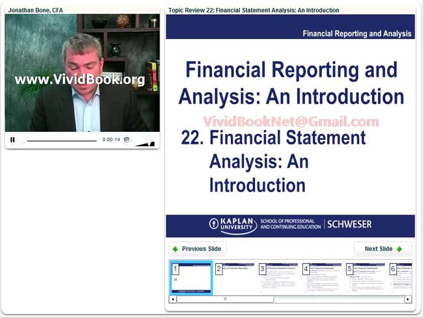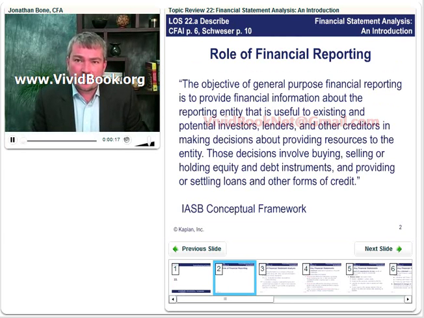Okay, our first learning outcome up here says describe the roles of financial reporting. And what we've got here is a quotation from the International Accounting Standards Board's conceptual framework. So let's have a look at it together. The objective of general purpose financial reporting is to provide financial information. I don't think there's any massive shocks there.